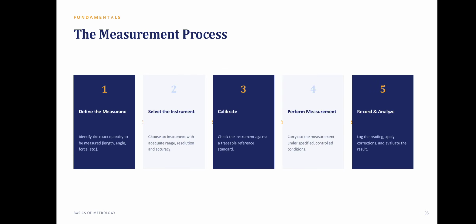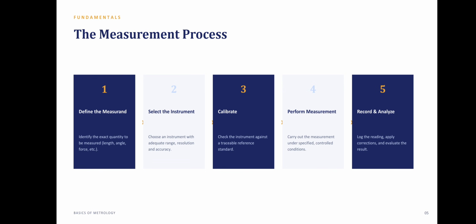The measurement process. First one is define the measurand. Identify the exact quantity to be measured, that is length, angle, force, etc. The second one is select the instrument. Choose an instrument with adequate range, resolution and accuracy. The third one is calibration. Check the instrument against a traceable reference standard.